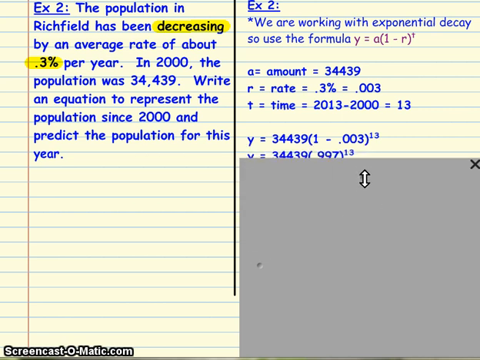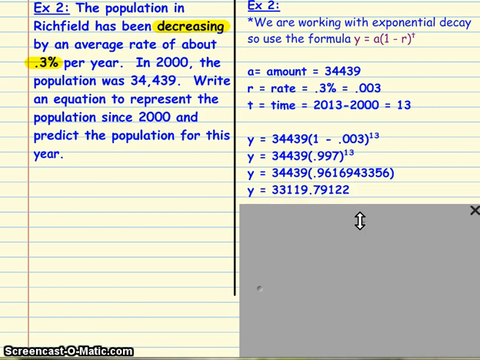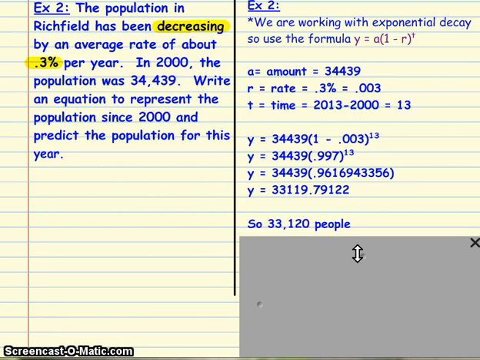Doing our parentheses first, we get 0.997. Then we do our exponents of 0.997 to the 13th power. Then we multiply those numbers together and we get 33,119.79122. Now this is talking about population, and so we need to round to the nearest whole person. So we're going to round this to 33,120 people.